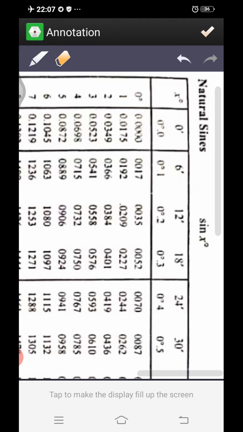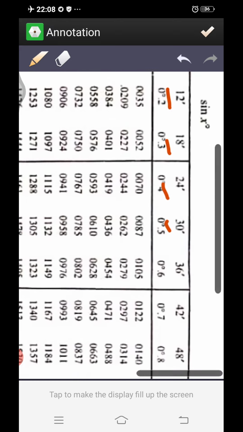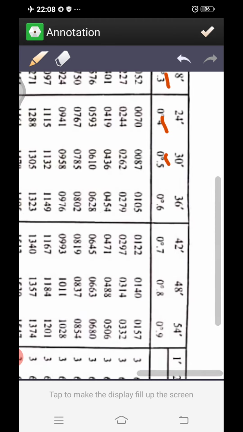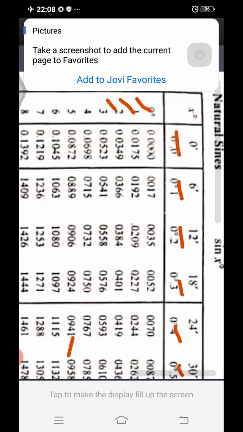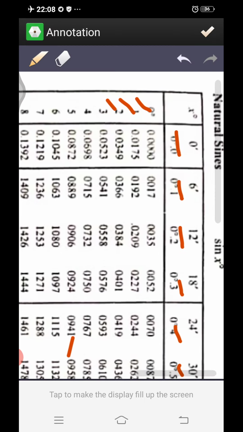You can see that here these are given degrees, 0, 1 degree, 2 degree, and 1 degree is divided into 10 parts: 6 minutes, 12 minutes, 18 minutes, 24, 30. Furthermore, we can see 36, 42, 48, 54, and then finally we reach again to 2 degrees.